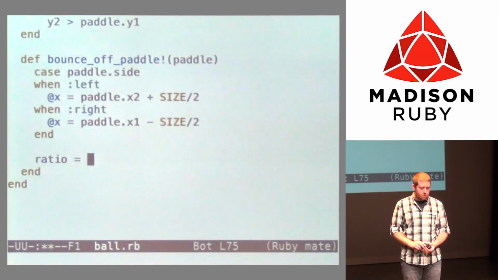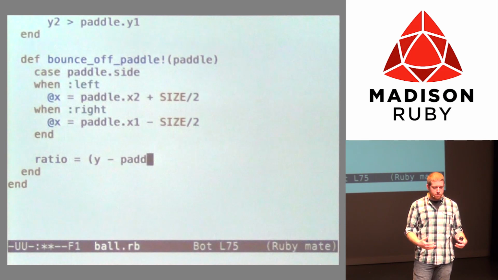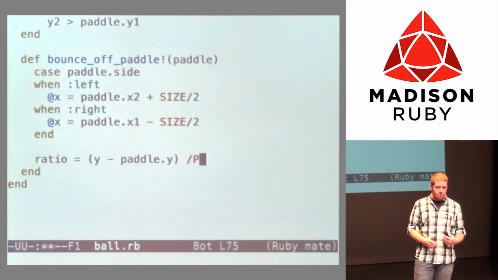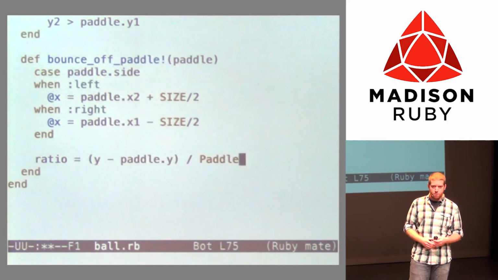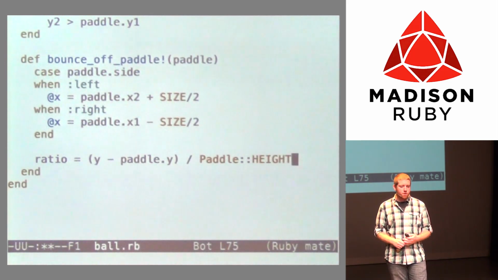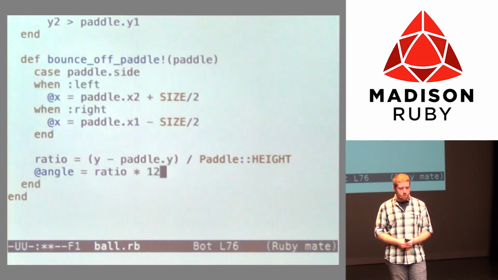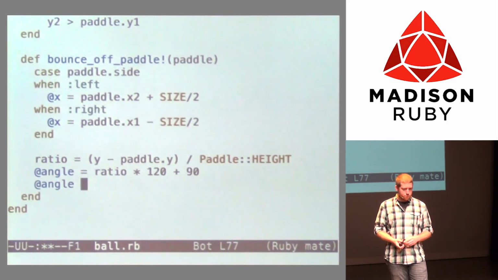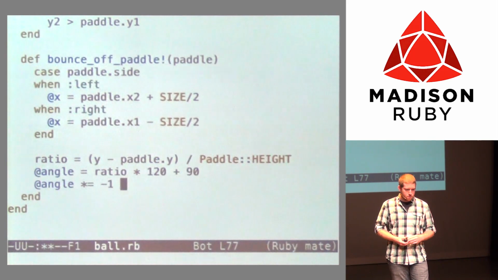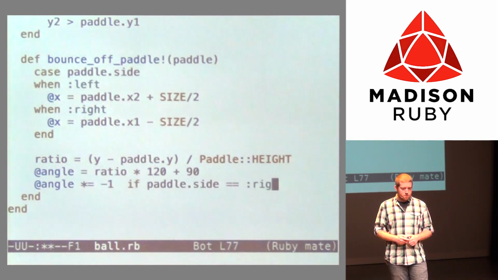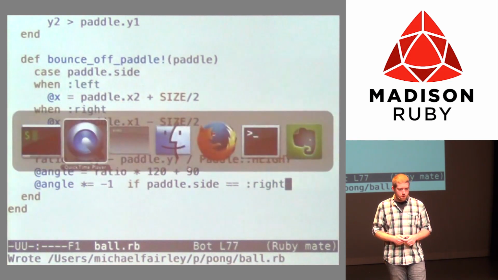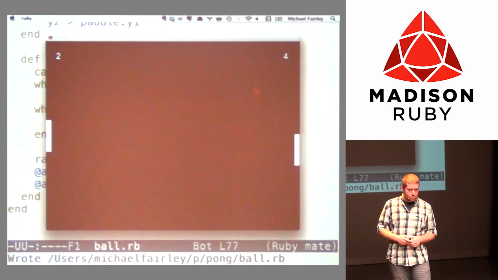So I'll take the difference between the center of the ball and the center of the paddle and divide it by the paddle's height. And this will give us a number between negative 0.5 and 0.5, with sort of the extremes being near the edges. We can multiply that by an angle and turn the angle a little bit, and we'll need to flip it for the paddle on the right. And now we should have a much more interesting bounce.